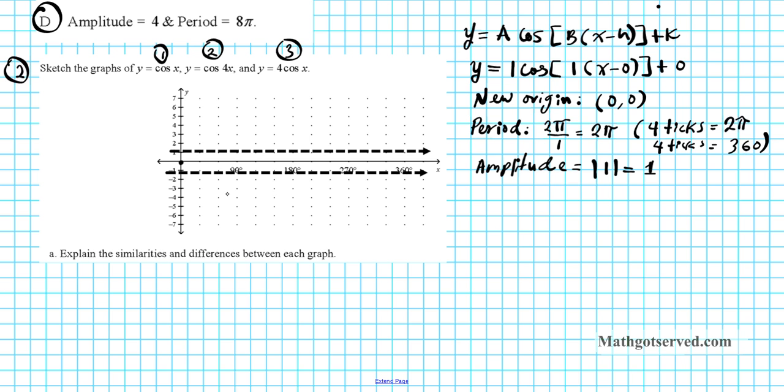So 4 ticks is equal to 360 degrees, so let's go ahead and do our calibration. If we break 360 into 4, we'll end up with these 4 ticks here: 90, 180, 270, and 360. So we have 360 divided by 4 is 90 degrees. Alright, so let's go ahead and graph the cosine function.